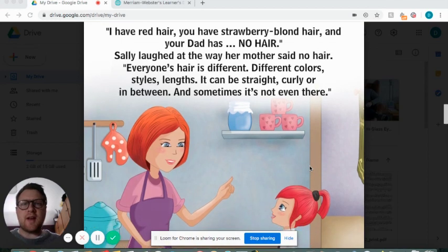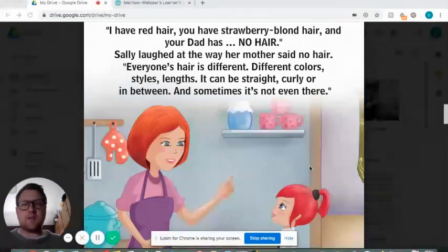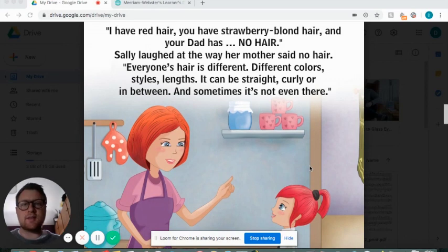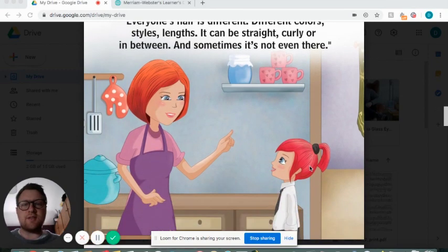Pages of Hey Mum, What is Diversity? I have red hair, you have strawberry blonde hair, and your dad has no hair. Sally laughed at the way her mother said no hair. Everyone's hair is different. Different colours, styles, lengths. It can be straight, curly, or in between, and sometimes it's not even there.